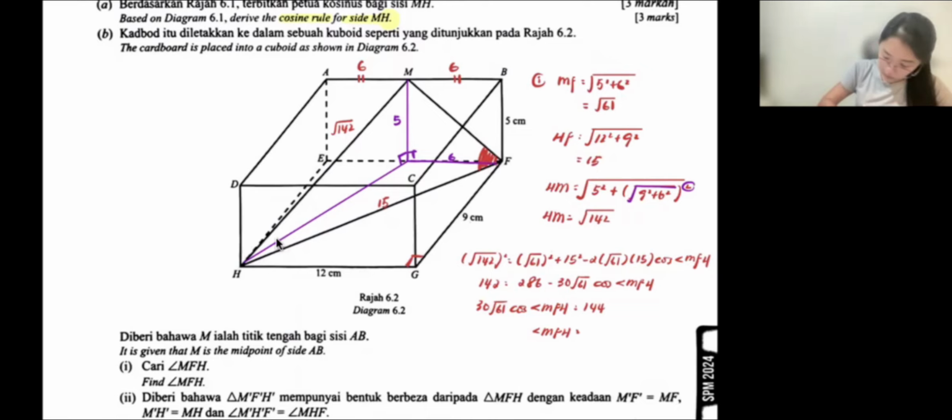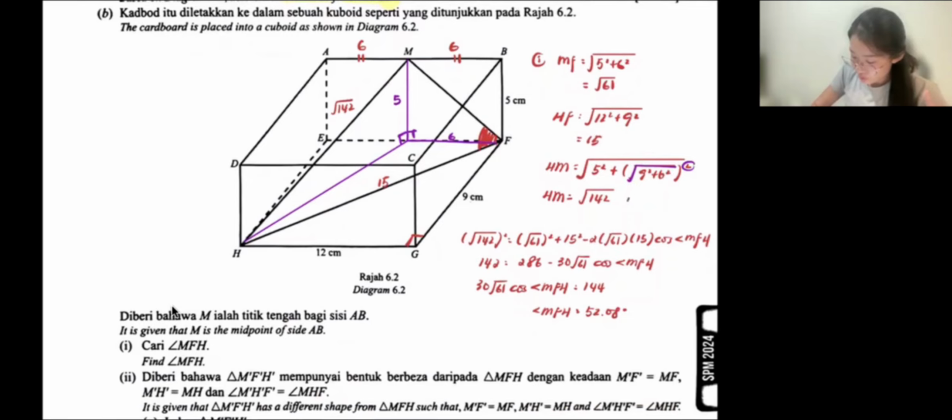Press equal sign first in your calculator and then shift cos. You'll get 52.08 degrees. Just leave it in degrees if they never ask you to change to radians. So 1 mark given to you here for cos rule, and your final answer.